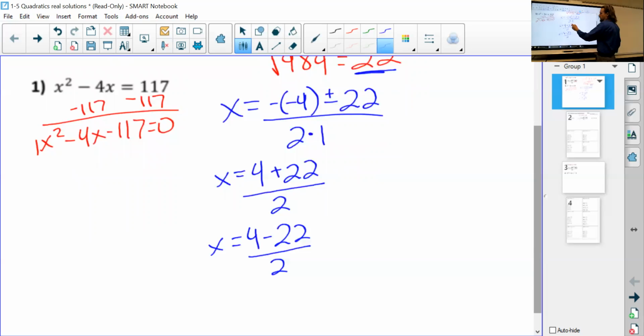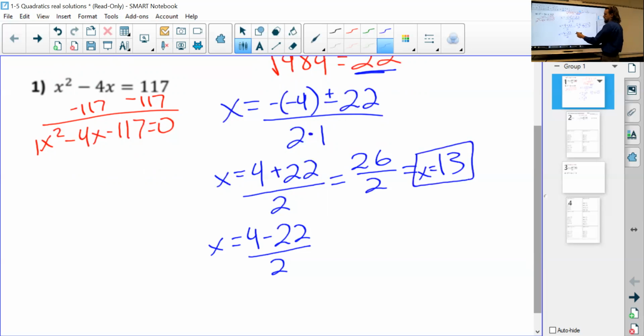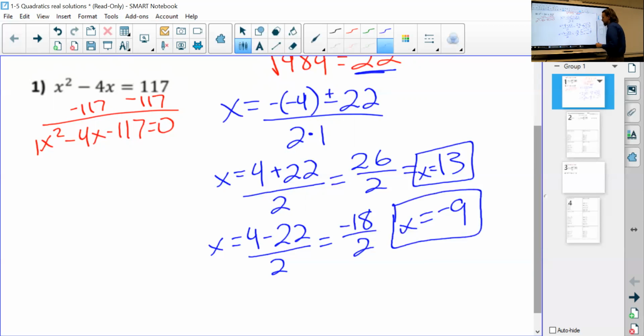So on the top one, 4 plus 22 is 26. 26 over 2 is 13, so x equals 13. That's one answer. On the negative side, 4 minus 22 is negative 18 over 2, which gives us x equals negative 9. And there's our 2 solutions, 13 and negative 9.